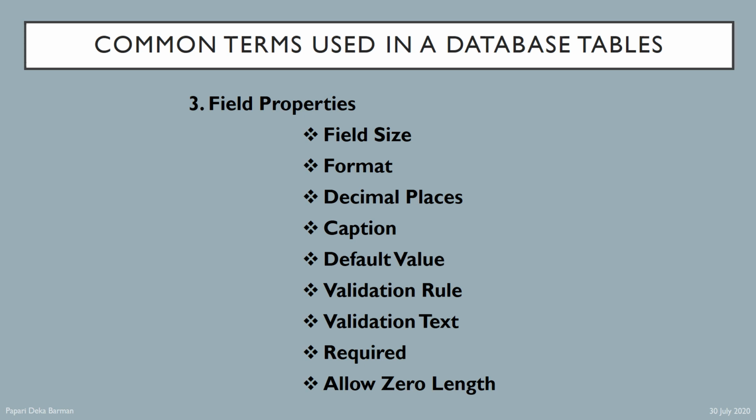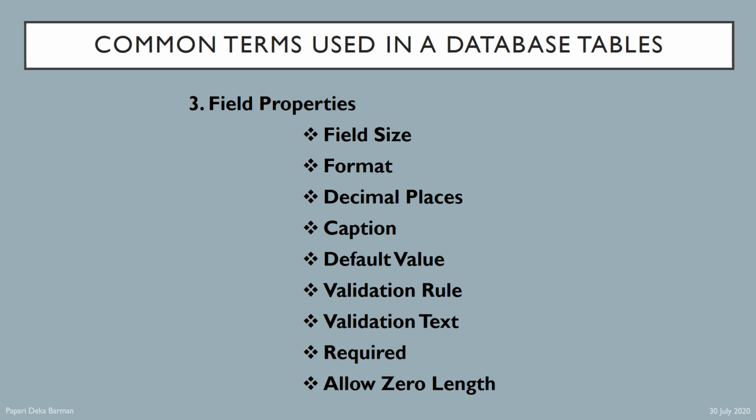Next option is format. This specifies how data will be displayed. Like date, you can display in different formats. Next, decimal places. When you use any number, you can use up to which decimal places you want to display the number.